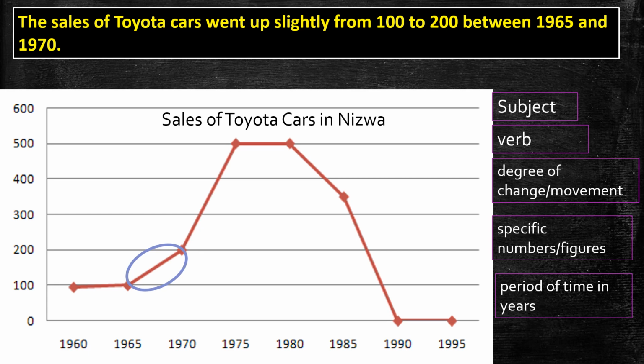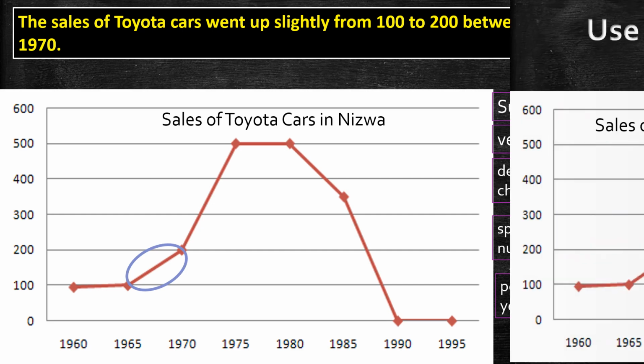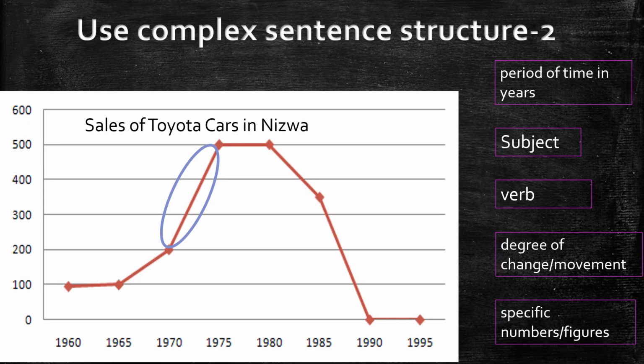Let's write one more sentence. Look at this structure given on your right and the graph given on the left with the highlighted trend. You need to describe this trend. Pause, write, play the video to check your answers.